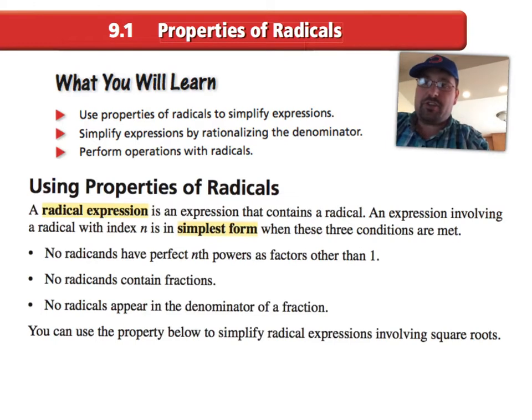An expression involving a radical with index n is in simplest form when these three conditions are met. This is important. You are going to learn how to simplify a radical. So no radicands have perfect nth powers as factors other than 1. No radicands contain fractions. That's important. You cannot have the square root of a fraction. Cannot. Because the denominator cannot have a radical in it.